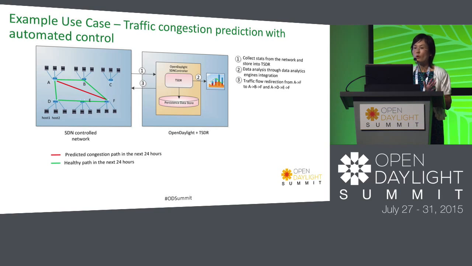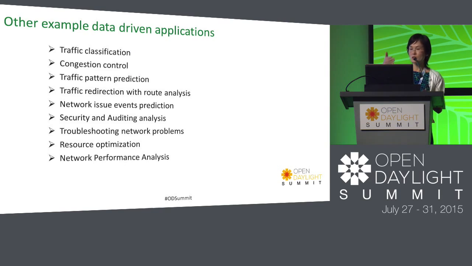Okay, so this is just one example, and we can use our imagination and creativity to think about all different kinds of use cases. Here I listed a few, and I'm not going to go through all of them. Basically, that's related to traffic control, prediction, and also optimization related to network activities.